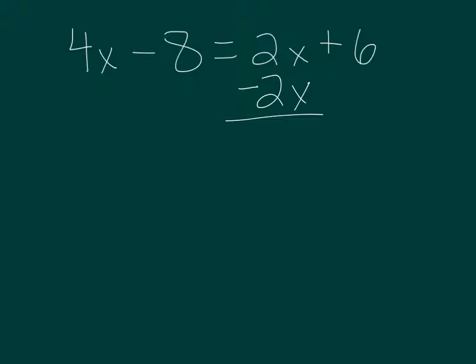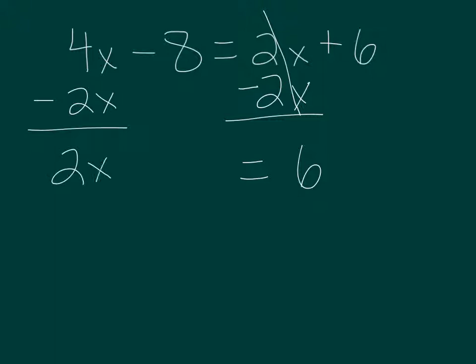That 2x minus 2x is going to give us 0. So we're going to be left with just 6. But if I subtract 2x from this side, I also need to subtract 2x from the other side of the equal sign. And 4x minus 2x is 2x. I still have a minus 8. And like we said before, this became a 0. So we're left with just 6. Now I have 2x minus 8 equals 6.